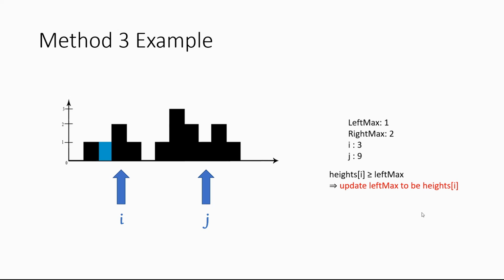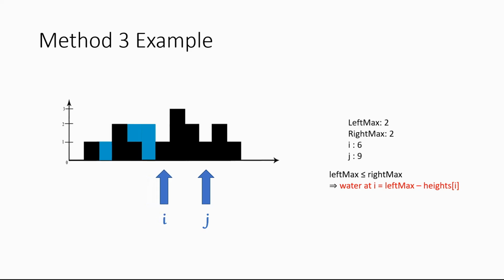Again, left max has to be updated since the height at I is greater than or equal to left max. So we update that. Now, once again, left max is less than or equal to right max. So we put in the water at this position using the formula left max minus height at I. Left max is 2, height at I is 1. So the water at this position will be 1. Same thing for this position, except height at I is 0. So the water is 2 minus 0, which is 2. And the water level over here is again 1.